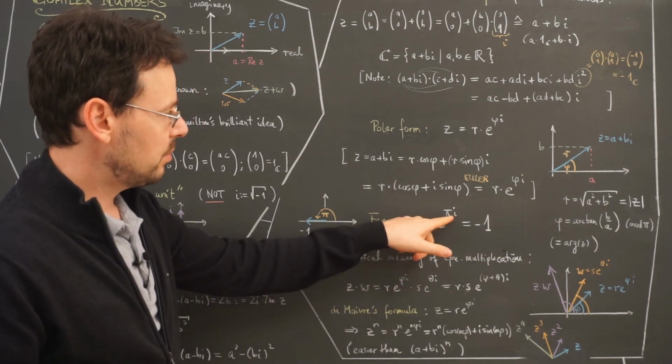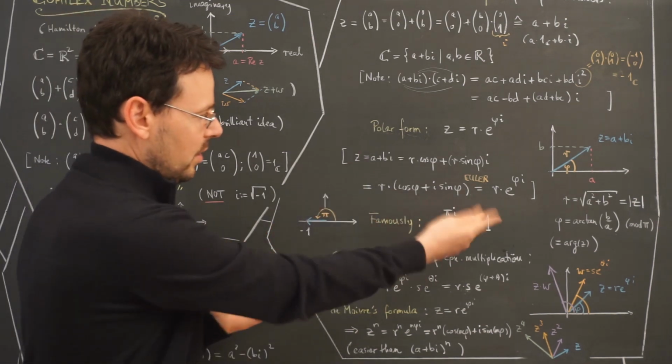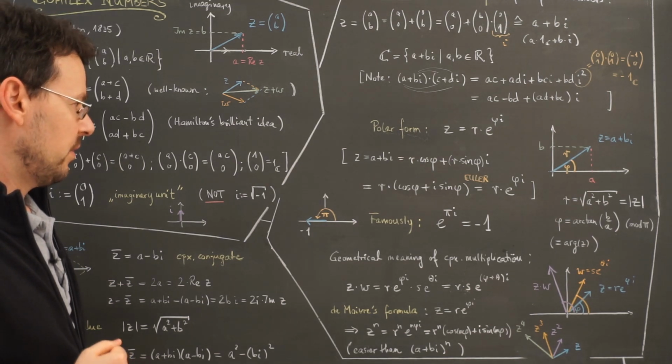e is irrational, pi is irrational, and i is not even real anymore, but together this yields minus 1. Very, very nice.